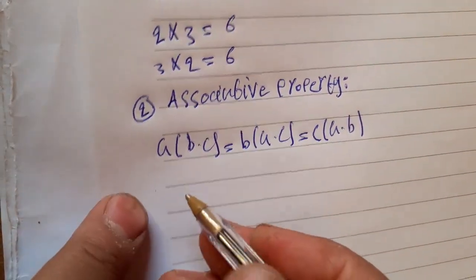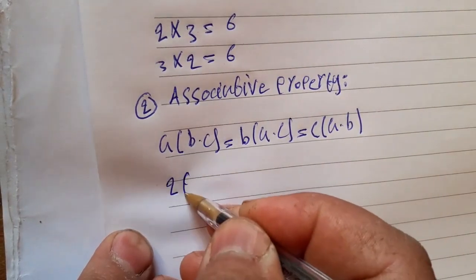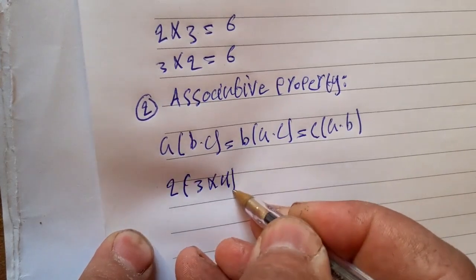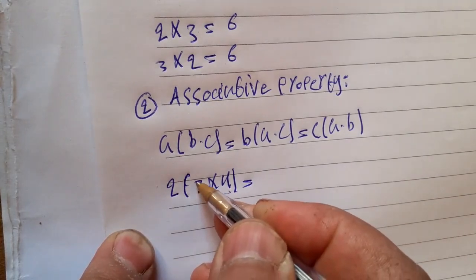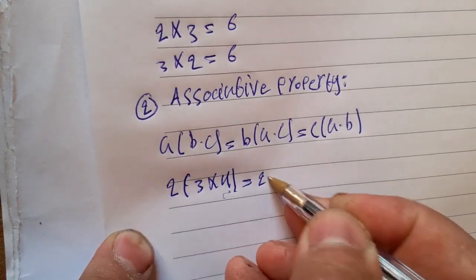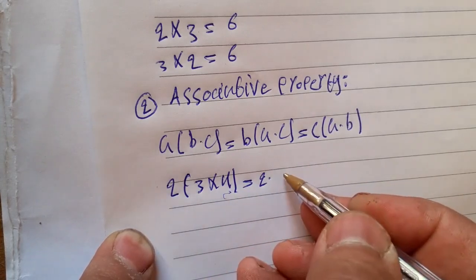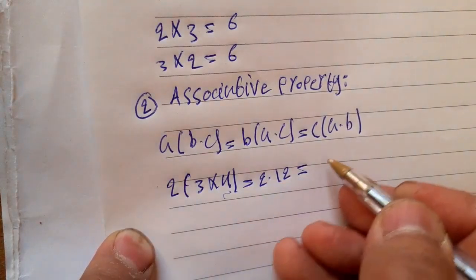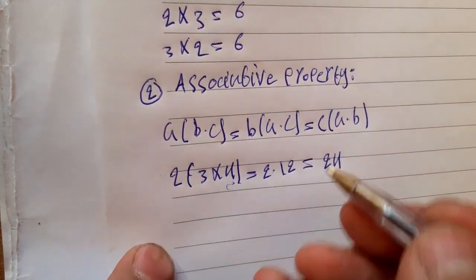In example, 2 times (3 times 4). First, 3 multiplied by 4 is 12. Then 2 multiplied by 12 is 24.